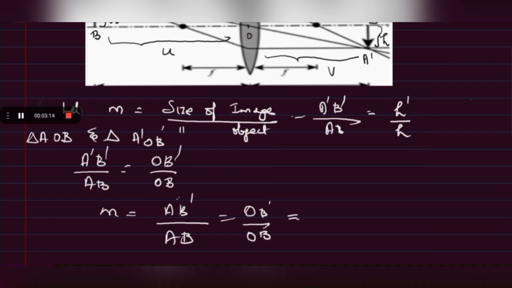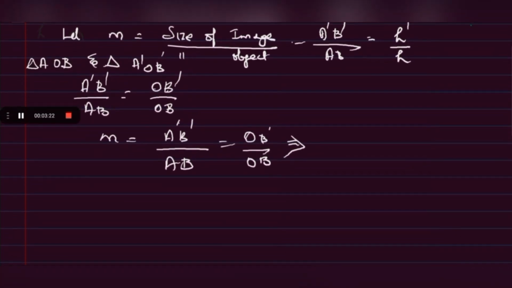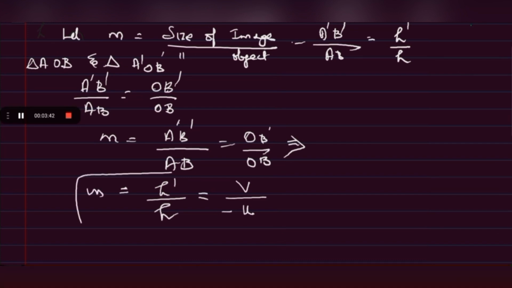Looking into the diagram, we come to the conclusion that M is equal to A dash B dash, which is H dash, AB is H, OB dash will be V, and OB is U, and this U is minus U according to the sign convention, since the object distance is towards the left hand side. So the magnification formula that we get is H dash by H is equal to minus V by U. And the next thing that we are talking about is the thin lens formula.